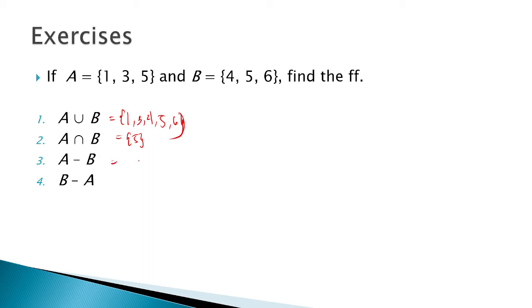Next, A minus B. So, ibig sabihin nito, lahat ng elements ng A na wala sa B. In this case, meron tayong 5 dito. So, that is just 1 and 3. So, A minus B is just 1 and 3. And lastly, we have B minus A. So, kung B minus A, lahat ng element ng B na wala sa A. And yung wala, ang meron lang sa B na similar sila is 5. So, therefore, that is 4 and 6.